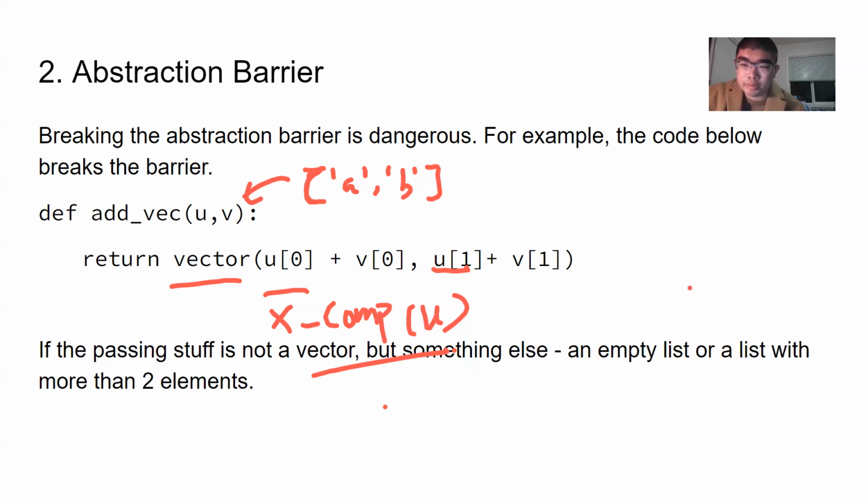So this is one of the circumstances when you break the abstraction barrier and try to use your own method to do the calculation, avoiding all the tools. You don't want to use the tools provided. You use your own way. So this will cause a danger. So let's move on.